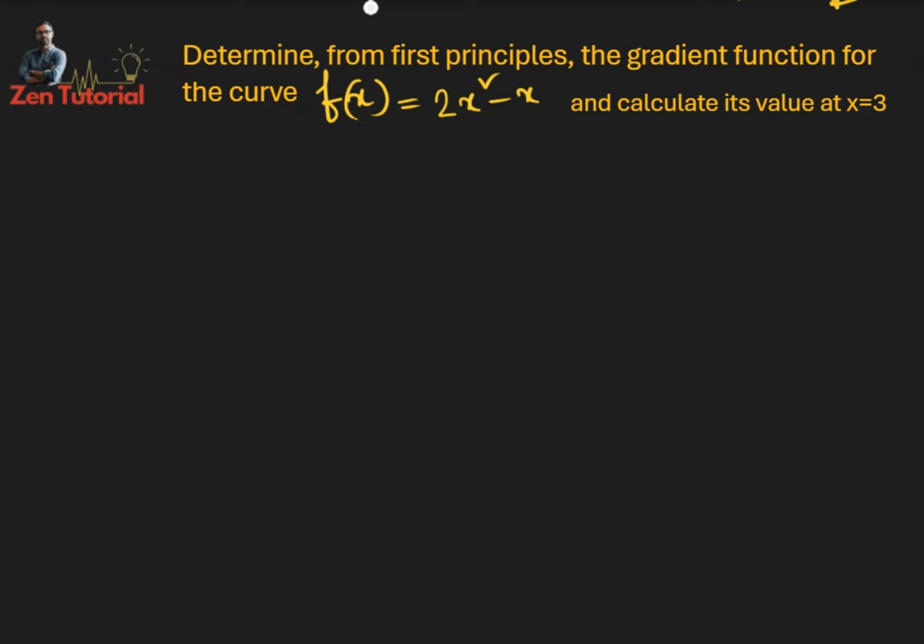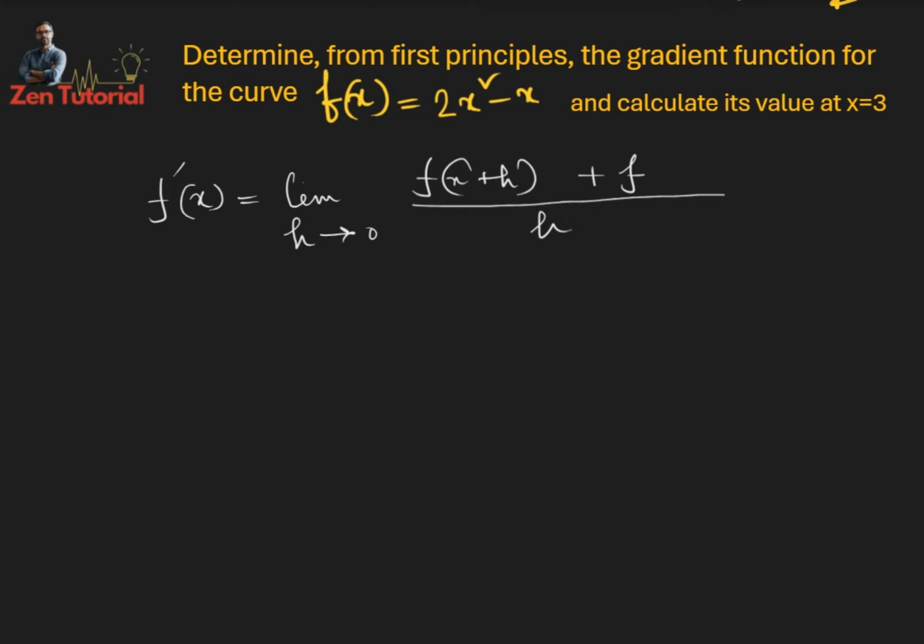This problem: determine, from first principles, the gradient function for the curve. So this is the function, and obviously this function belongs to a curve, and for x equals 3 we have to evaluate the value as well. So let's find the value by using the first principle. By the definition of first principle, f'(x) is equal to limit h tends to 0, and here f(x plus h) minus f(x) over h.